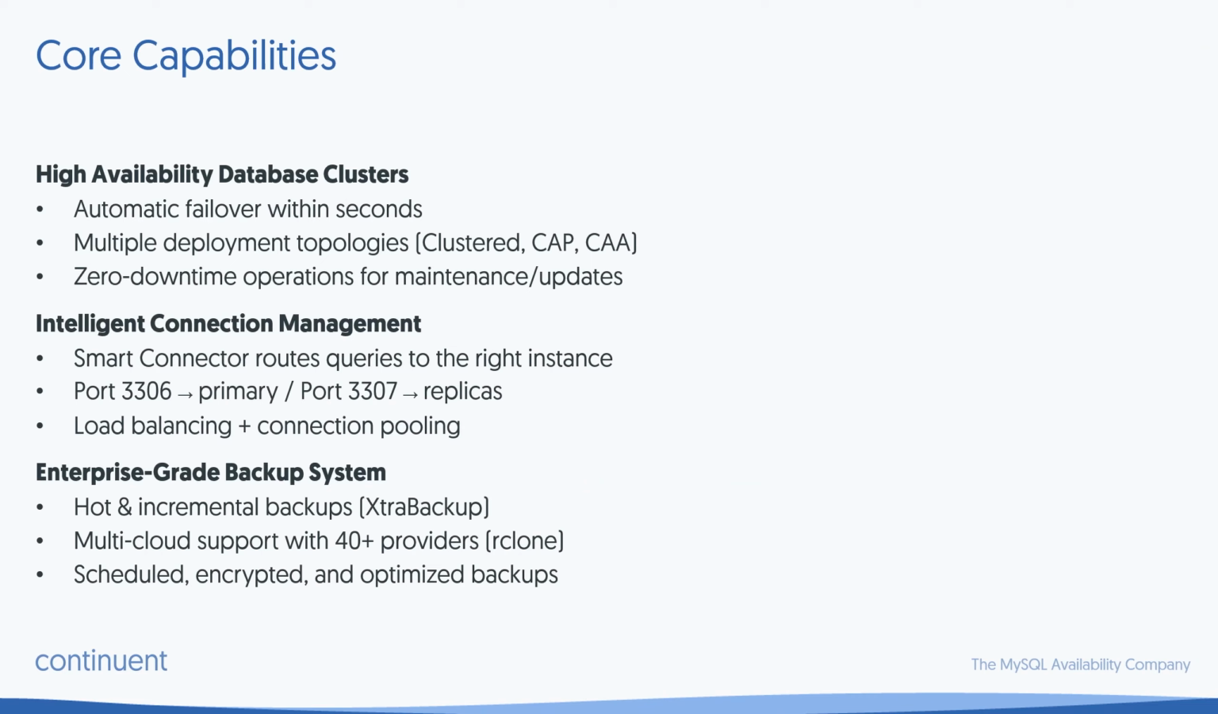Connection management is handled by the smart Tungsten connector. Applications always know where to send queries. Writes go to the primary on port 3306, while reads are balanced across replicas on port 3307. This improves both performance and reliability.